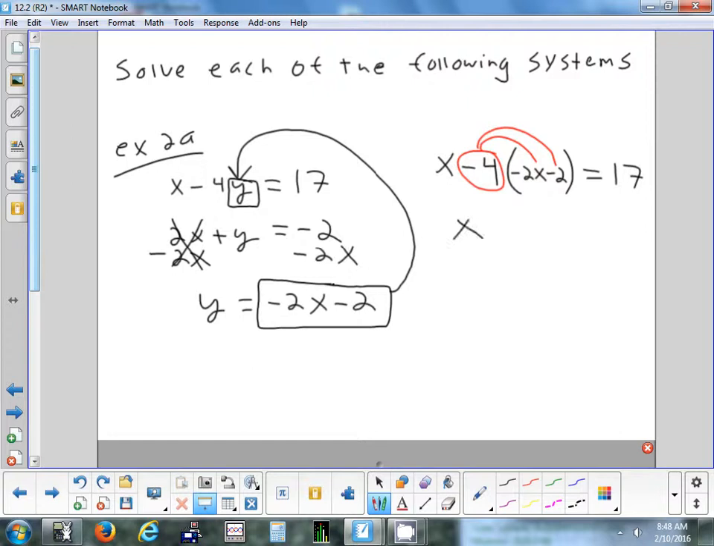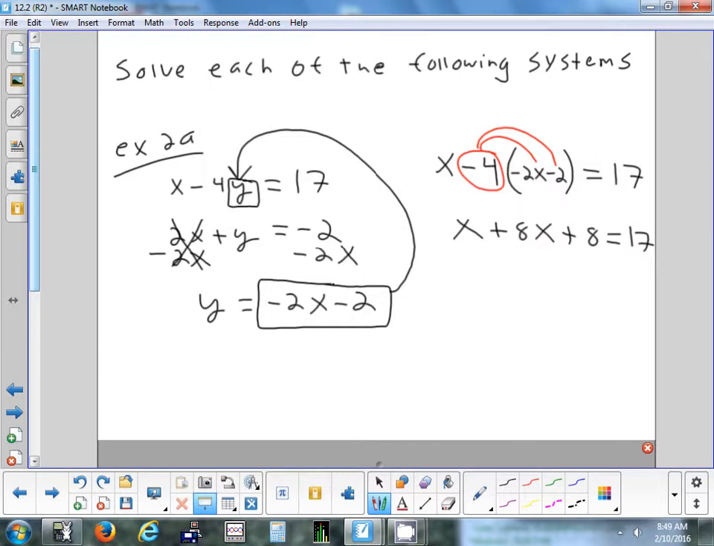Okay, so this x stays the same. What's negative 4 times negative 2x? Yep. 8x. And then what's negative 4 times negative 2? Right? Negative 8. No, 8. Good. Okay. Any questions on that first step? Okay, a little tricky because you have to remember to distribute, but we did it, so now we're good.